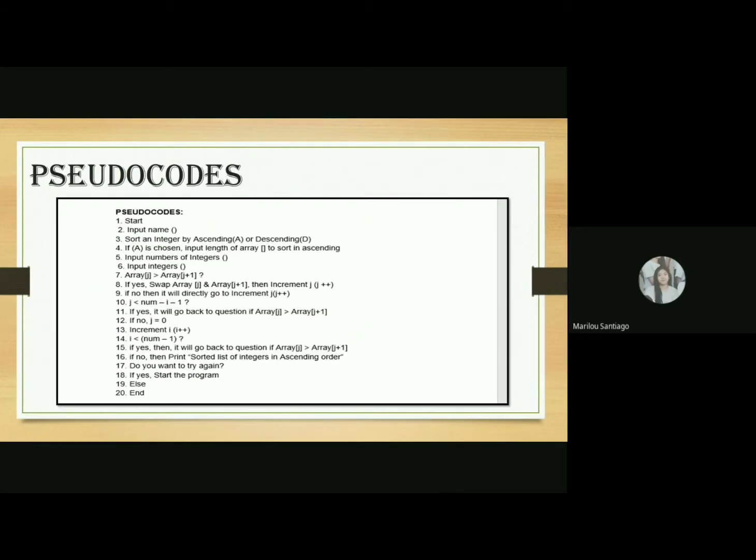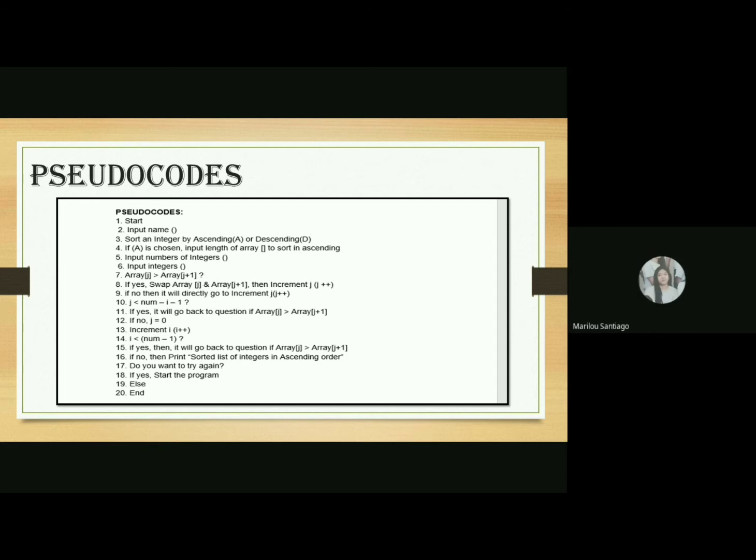So for our pseudocodes, the program will start to ask the user to input its name, then if they wanted to sort an integer by ascending or descending order. If A is chosen, input length of array to sort in ascending, input numbers of integers, input integers. If array j is greater than array j plus 1, if yes, swap array j and array j plus 1, then increment j plus plus. If no, then it will directly go to increment j plus plus. If j is less than num minus i minus 1, if it is a yes, it will go back to question if array j is greater than array j plus 1.